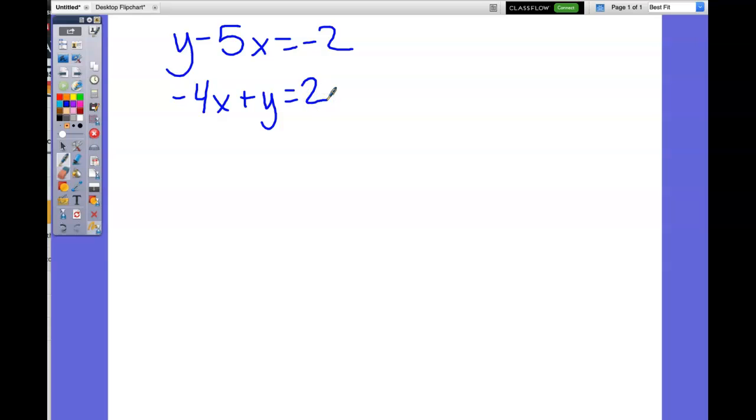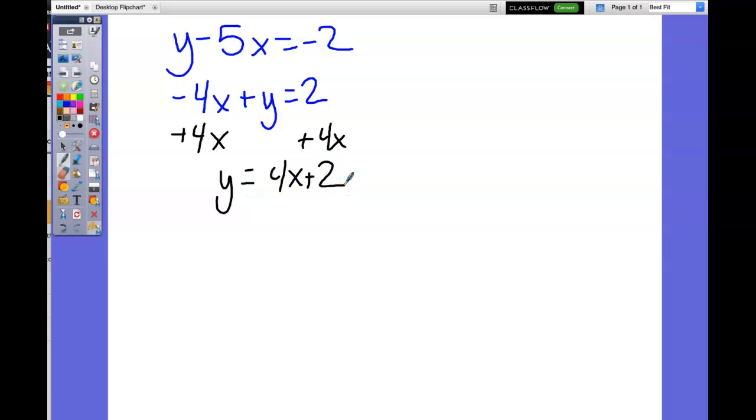Okay. So do I have an equation where a variable's by itself? No. Which one do you want to get by itself? The bottom one? Okay, so what would I do to get it by itself? Add 4x, add 4x. So I'd get y equals 4x plus 2.